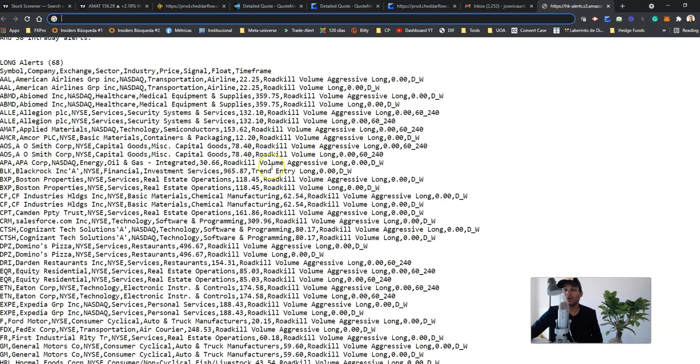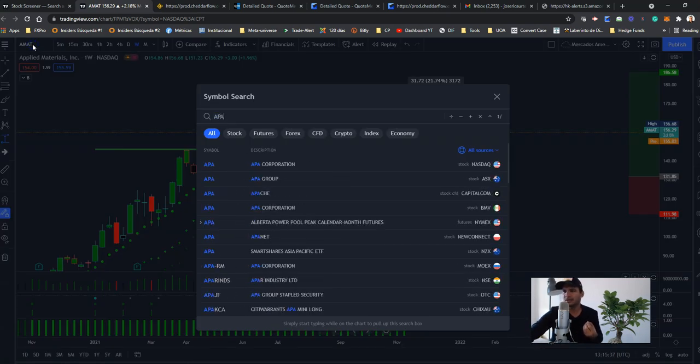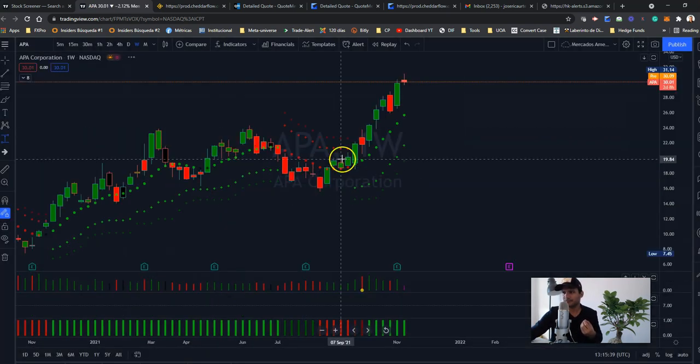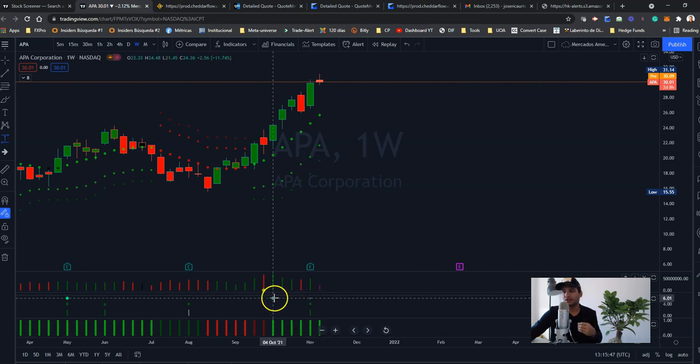APA Corp. We have Roadkill. Volume aggressive on the daily and the weekly. APA was a ticker I think we were following on a few reports. Same story. Look at weekly. First, heat map. Momentum, bearish or bullish? Bullish. Roadkill, easy entry right there.